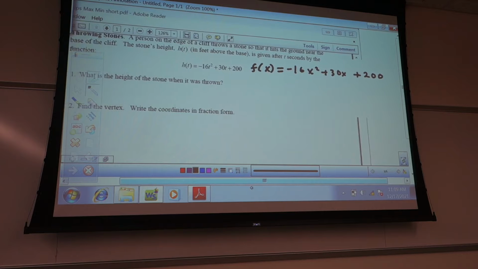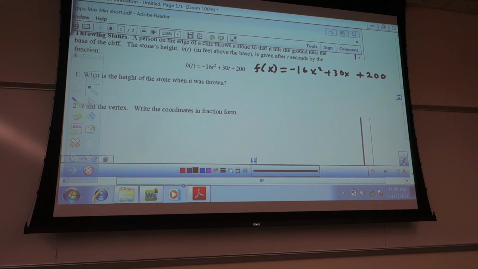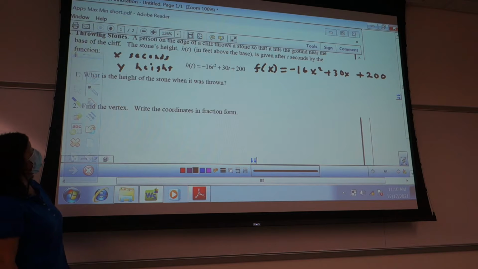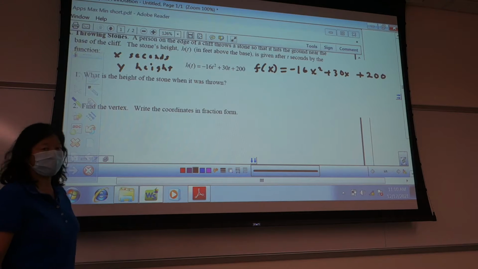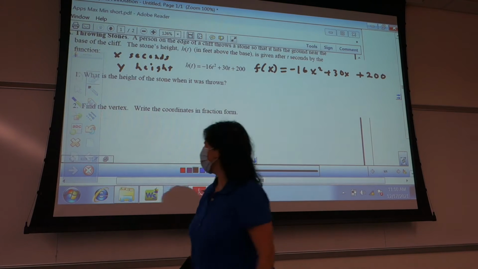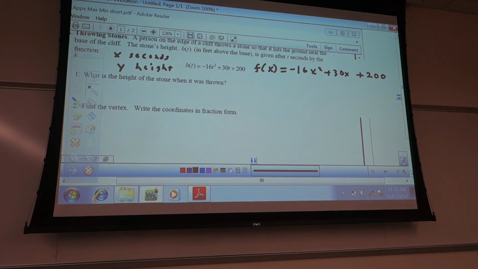So the question is, what's the height of the stone when it was thrown? So it's x seconds, you know, how long it's been after it's been thrown. Then f of x, I mean, y is the height. Well, I guess maybe I'll call f of x the height. Then you have to figure out that that means y. Right?